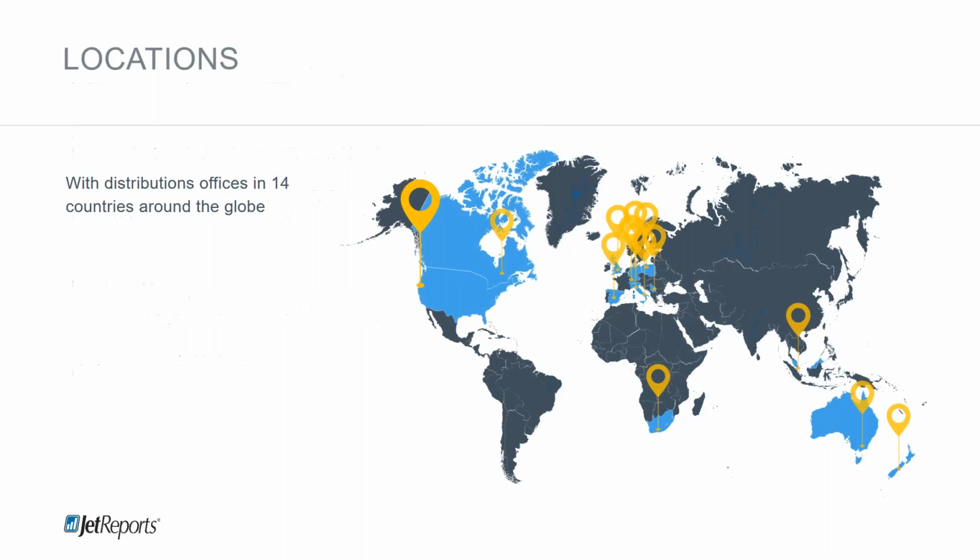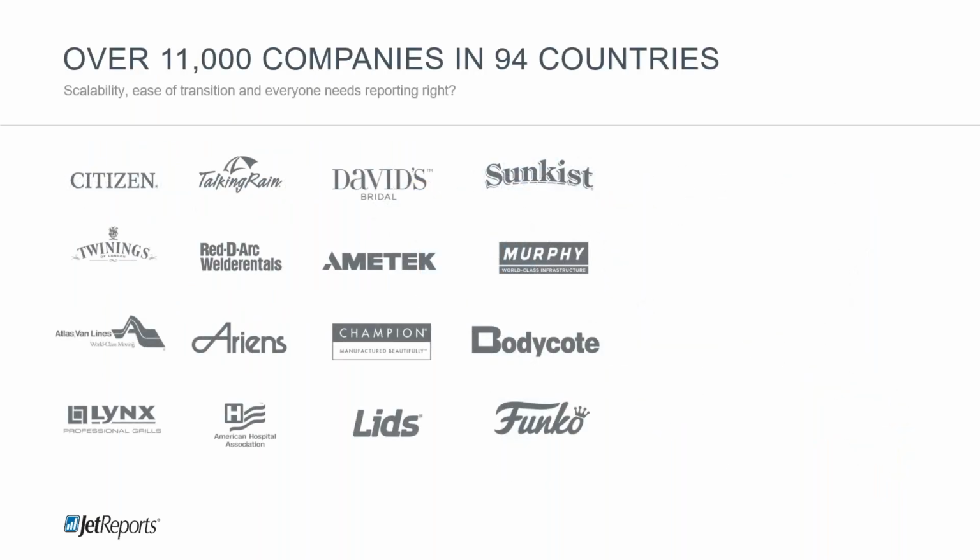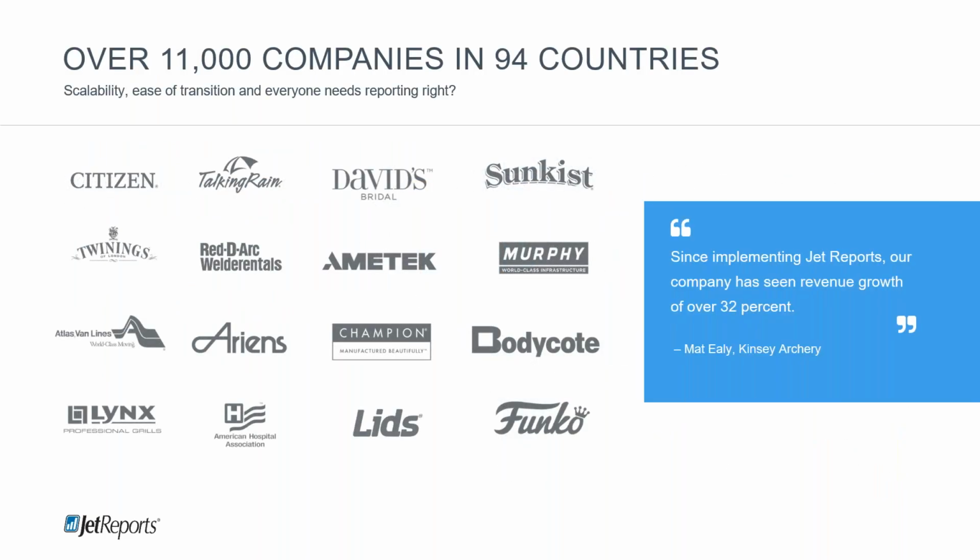As you can see here, we have offices all over the globe. And so in terms of what clients do we serve, really it's a wide majority. So everyone needs reporting. And so you'll recognize some names on here, I'm sure: Citizen Watch, Talking Rain, Sunkist. Talking Rain is actually just behind Coke and Pepsi in terms of beverage distribution here in the US. Pretty large company, but we also work with smaller ones.